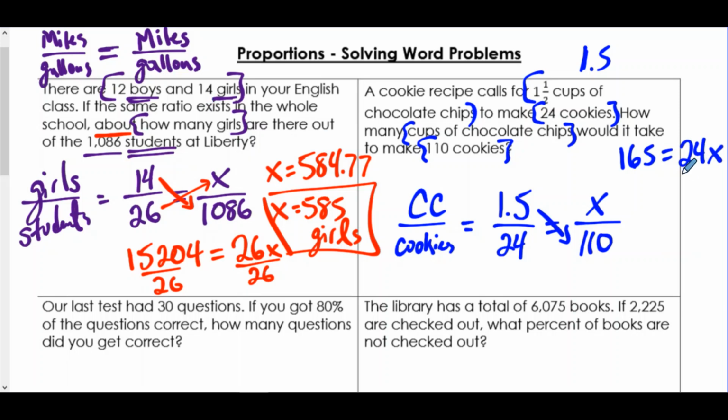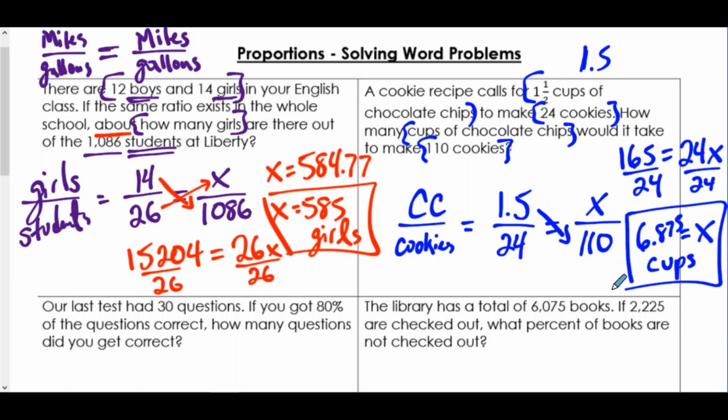The last step is to divide by that 24, and that gives us that x equals 6.875. And that is representing cups. I do want you to label that with the units, 6.875 cups. If you want to write that as a fraction, it's 6 7/8. It's more likely in a recipe that you would see a fraction, but for this purpose, we can write that as a decimal.